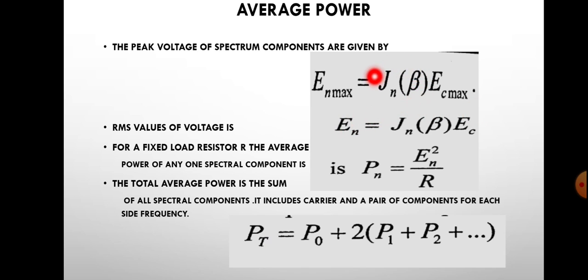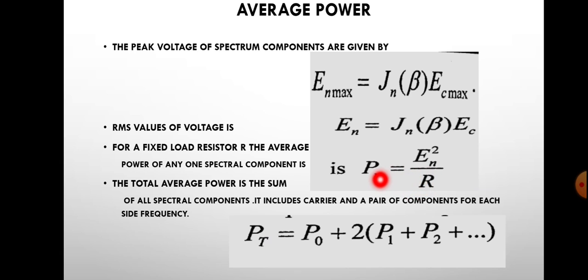Here it is the Bessel function coefficient, and therefore we can write the RMS value of the voltage En. For the nth sideband, the RMS value of the voltage En is equal to Jn of beta into Ec. Here also this is the Bessel coefficient. And for a fixed load resistor R, the average power of any spectral component is given by, we know that, power is equal to voltage into current or voltage square by resistance.